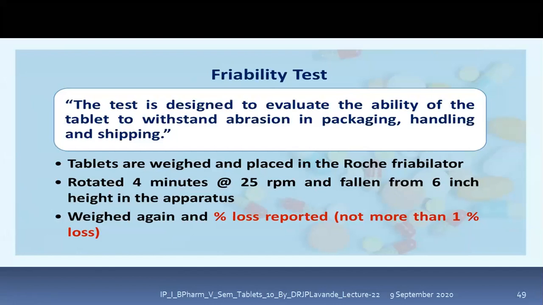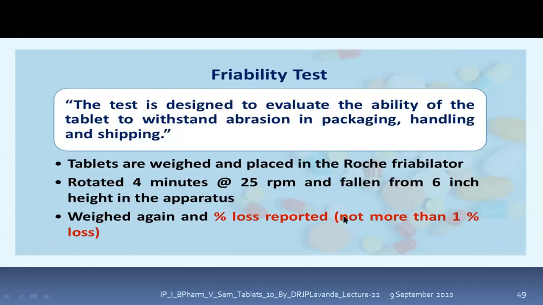So during these 100 falls, how much of the tablet has broken? That is going to be calculated in the form of friability. So after 100 rotations, the tablets are weighed again. So the initial weight minus final weight, multiplied by 100, divided by the initial weight, will give you the percentage friability. So it is weighed again, and the percentage loss is going to be reported, and it should not be more than 1%. So this is the ideal condition for friability.